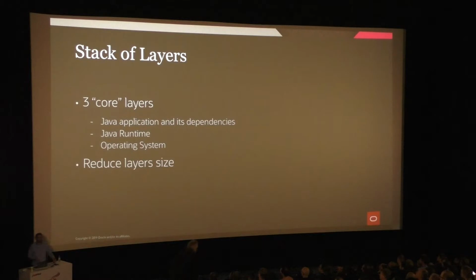Why? Because each time you want to invoke a function, the container will have to be loaded from a registry. So if one of those layers weighs 500 megabytes, each time the function is invoked, the platform will have to load that 500 megabyte layer from the registry, which is very expensive, obviously. So layer size is very important.